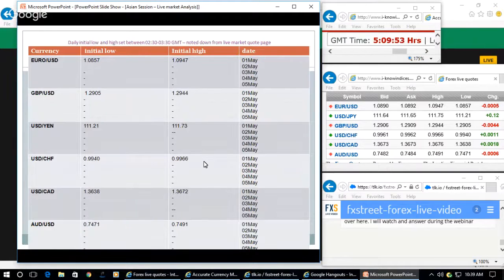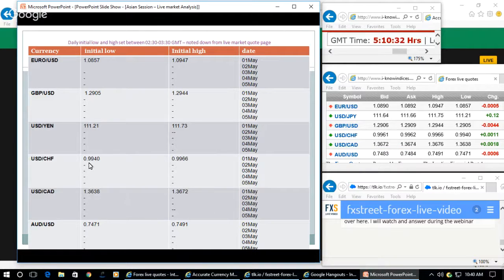Now, we will do the market reading to fine tune the forecast. Euro formed the low 1.0857, the high is 1.0947. So they have not breached the low or the high. Then GBP, 1.2905 is the low, 1.2944 is the high, they have not breached. Then yen, 111.21 is the low, 111.73 was the high, and they just breached and went up to 75, then started coming down.